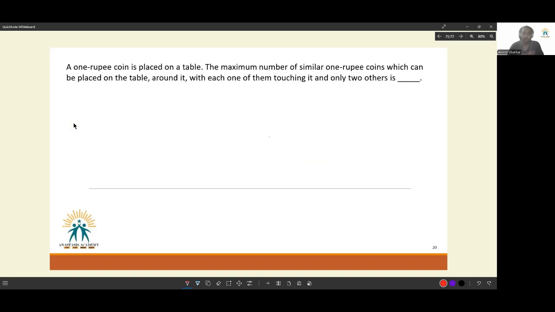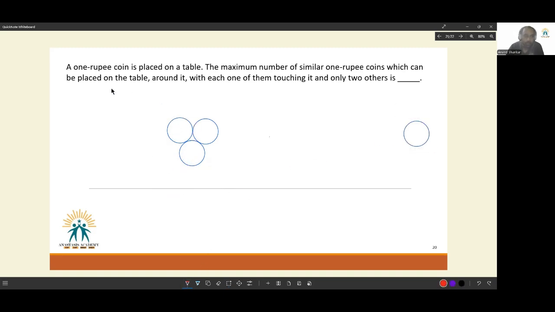Okay. Last question. A 1 rupee coin is placed on a table. The maximum number of similar 1 rupee coins which can be placed on the table around it, with each one of them touching it and only 2 others is. See how it would go down. Let's make 1. Let's copy it. Let's copy it again. Now, let's copy it again. This comes in later into our thought.